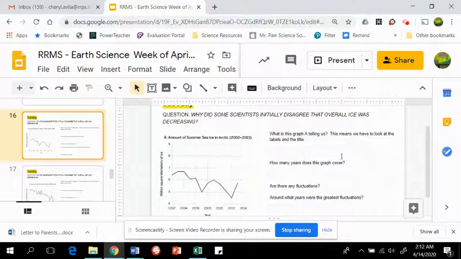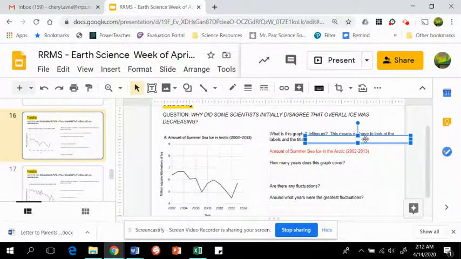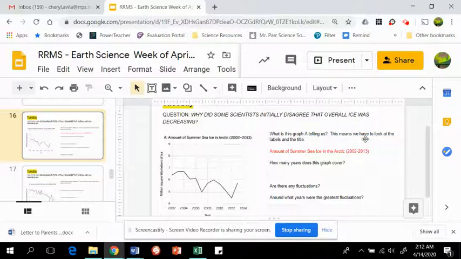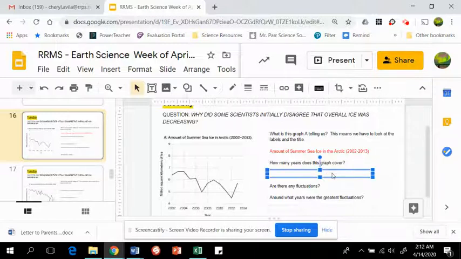All right, well, let's go ahead and answer these questions. What is this graph A telling us? This means we have to look at the labels and the title. So this graph is actually telling us the amount of summer sea ice in the Arctic from 2002 to 2013. How many years does this graph cover?